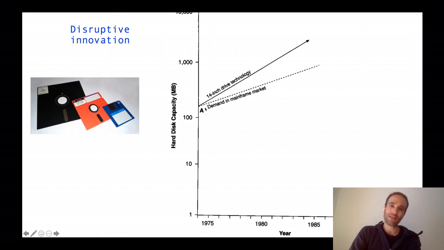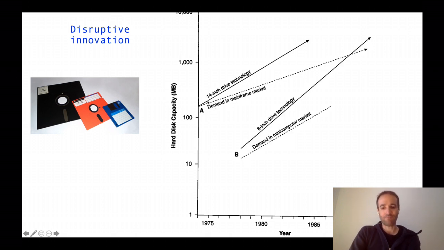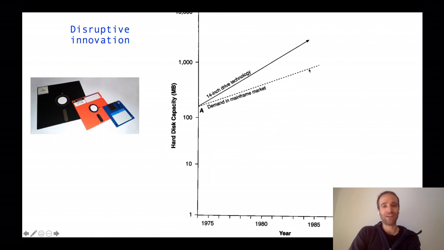And in this line here, you plot the minimum requirements for the given customer. So in the mainframe market, this was the minimum capacity required for a hard disk to be viable and useful for the customer, right? So this was a good market for 14-inch drives hard disks and for the mainframe market.